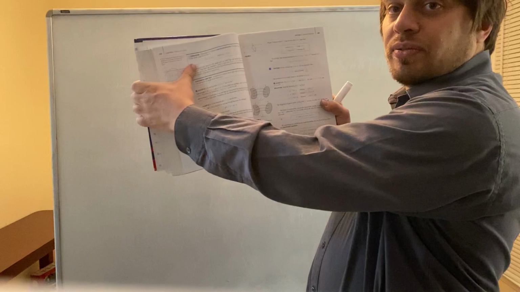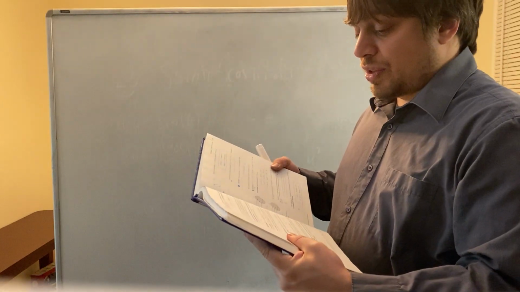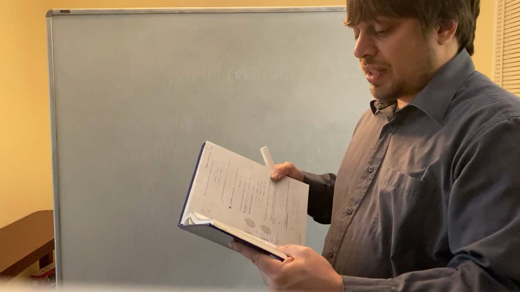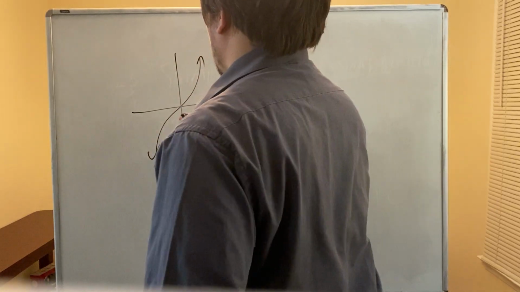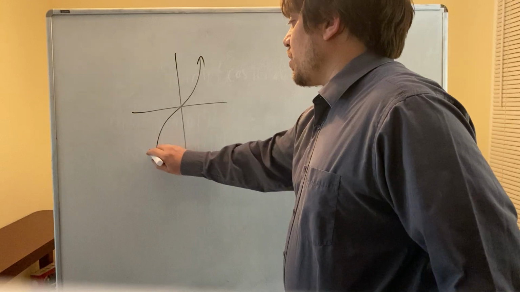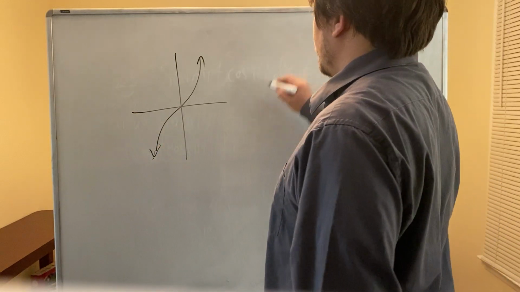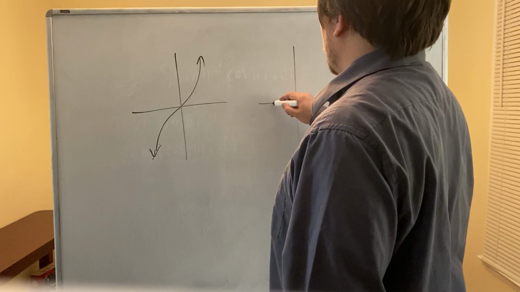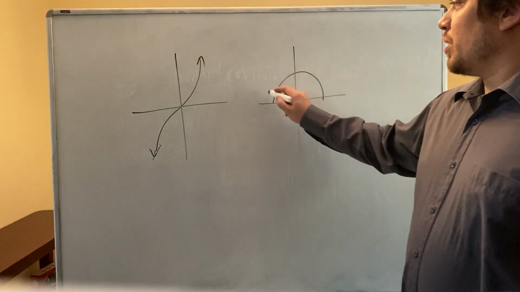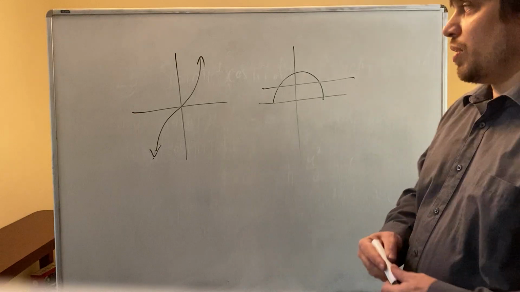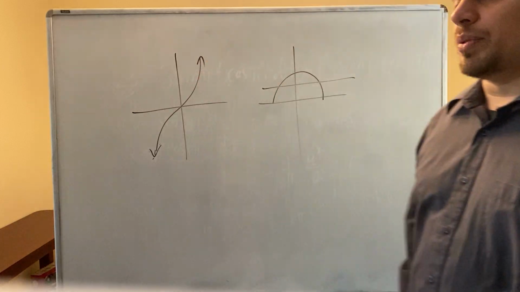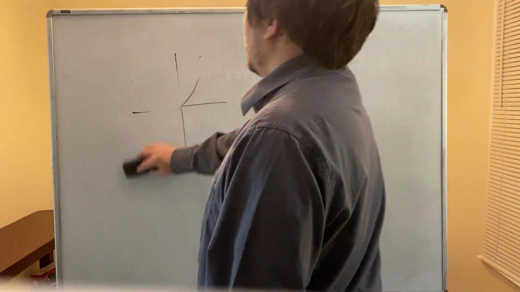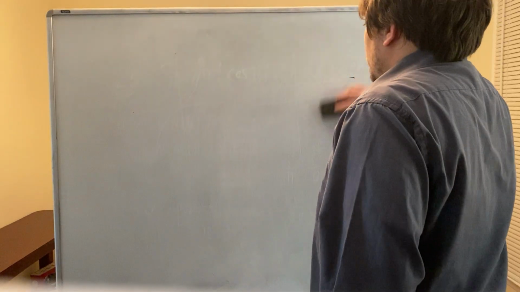Top of page 254. Then it says a function is one-to-one if and only if no horizontal line intersects its graph more than once. So if you had this function, it's one-to-one because no horizontal line intersects the graph more than once. If you had this function, that's not one-to-one because there is a horizontal line that intersects the graph more than once. So this semicircle is not a one-to-one function, and that is a one-to-one function by the horizontal line test. So that's the horizontal line test.